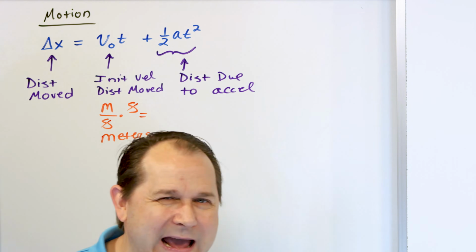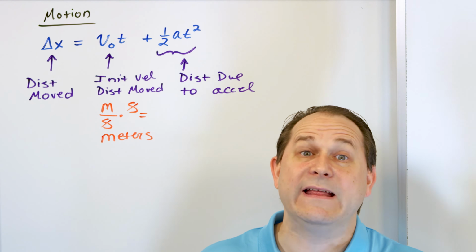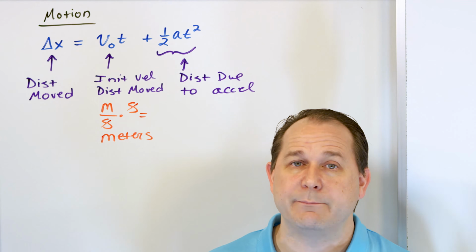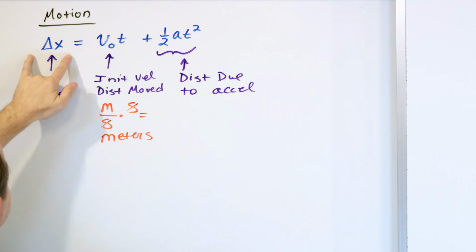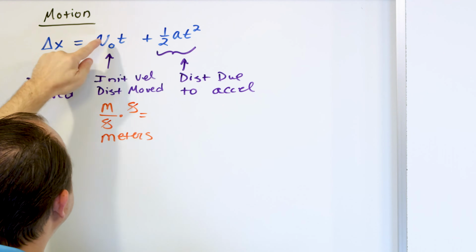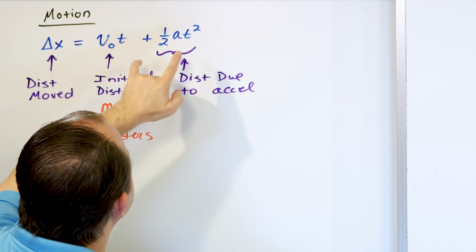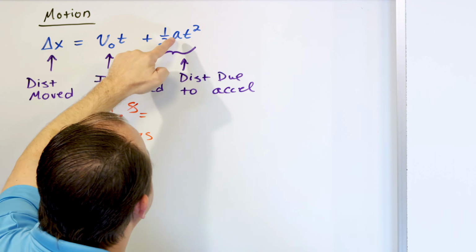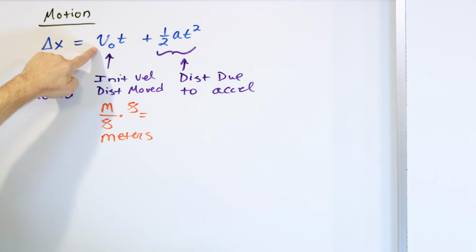Now, why do we have a 1/2 there? Why do we have time squared there? We're going to talk about all of those in their lessons. The only reason I'm putting this on the board is to show you the anatomy of an equation. The distance you travel is equal to the distance traveled because of your initial speed times the time, plus some additional distance you travel because you're accelerating. You're speeding up. And that's above and beyond the initial speed you had.